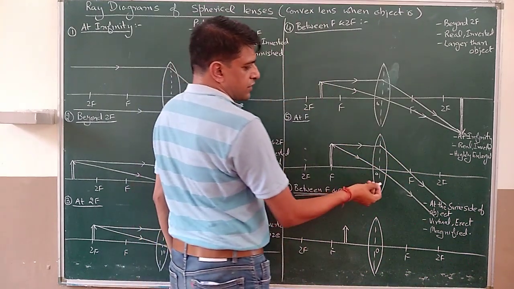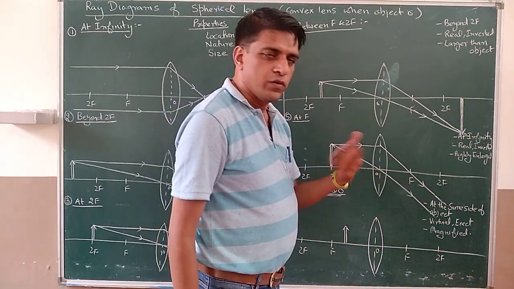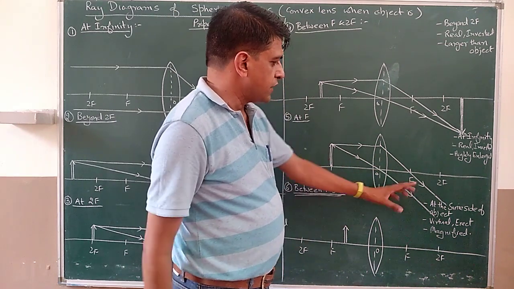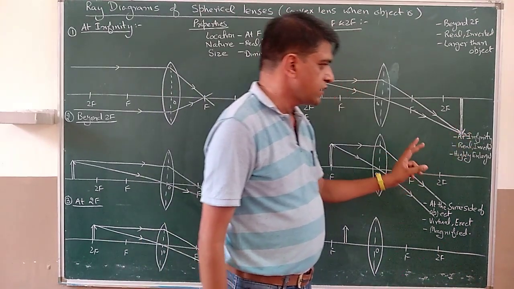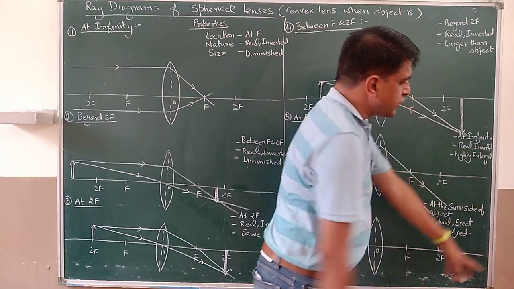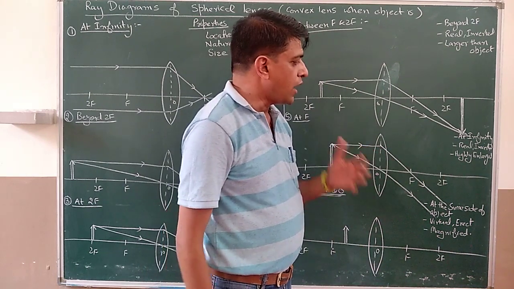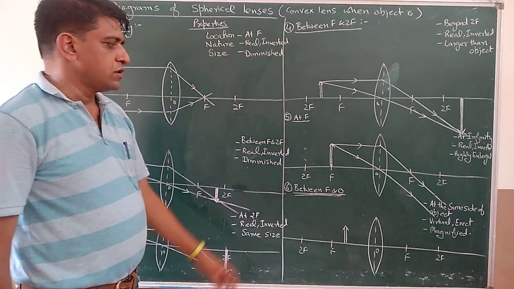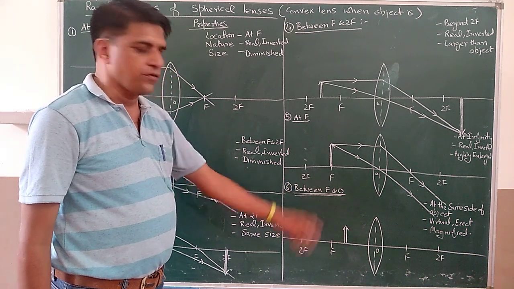Now, if the light rays are parallel to each other, they will never meet, but in physics, you will say these light rays will meet at infinity. That means the properties of this image are: at infinity, real, inverted, and wherever they will meet, it takes a long distance, and that's why the image formed will be highly enlarged. A very big image will be formed.